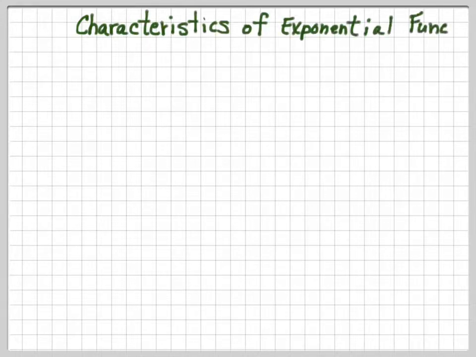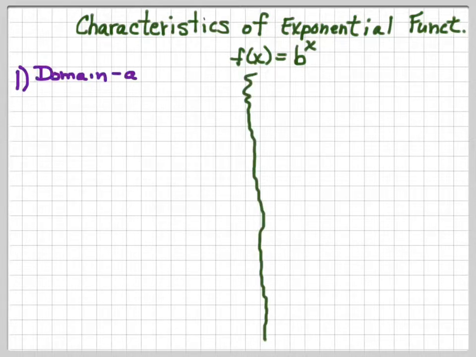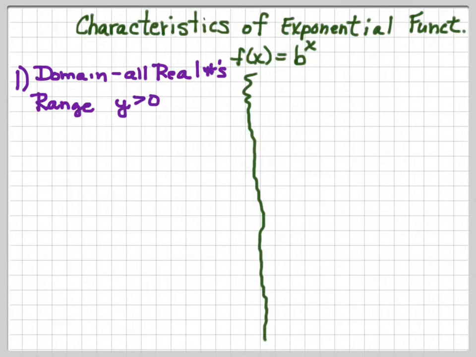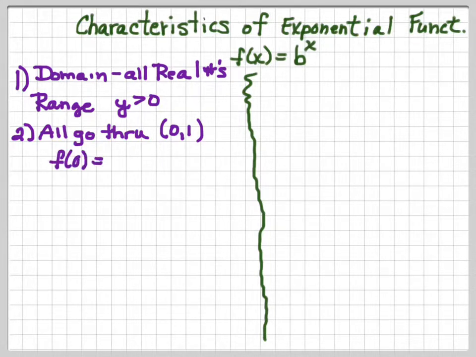Okay, characteristics of exponential functions. You need to have these memorized. All right. First of all, the domain is all real numbers and the range is y is greater than 0. This is for the parent function, f of x equals b raised to the x power. All go through the point 0, 1, because f of 0 would be b raised to the 0 power, which is 1. b cannot be equal to 0.